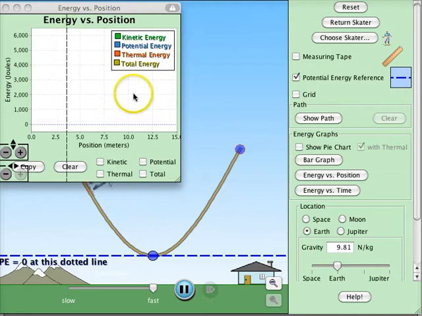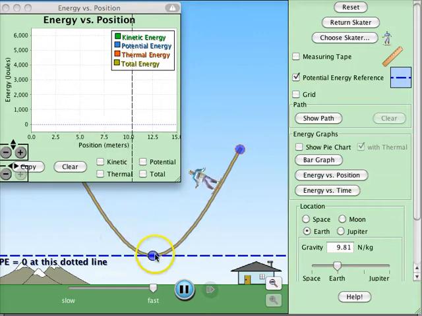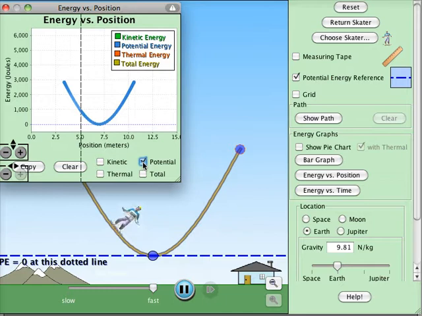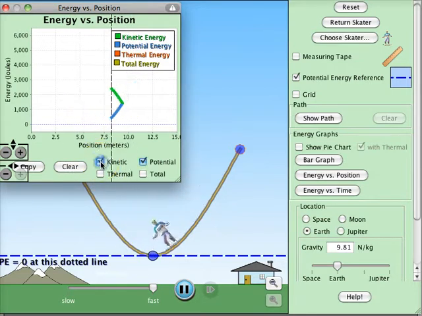At the moment it's not showing me anything because I haven't checked any of these boxes here, but we can see as the person reaches the bottom they've got 0 potential energy and they've got maximum potential energy at the ends of the track. And there's the graph, maximum potential energy at the ends and minimum in the middle. Now they convert that potential energy into kinetic energy as they fall, so because this is a frictionless skate park, we don't lose any energy, which means all of the energy should have been turned into kinetic energy when they reach the bottom. So let's take a look at that one.